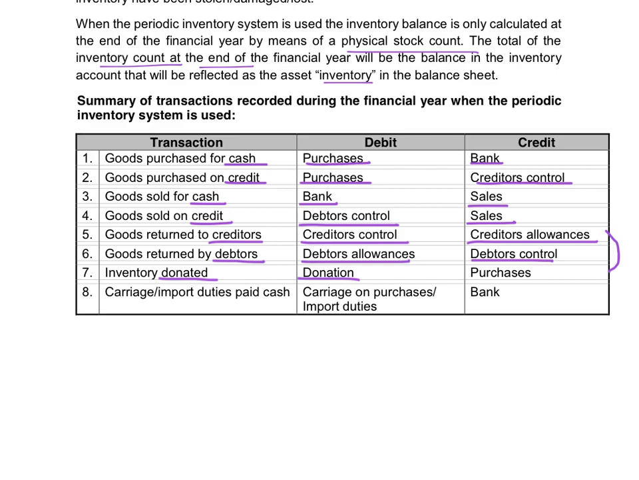When expenses are paid when goods are purchased, for instance, import duties and carriage on purchases, you will open a carriage on purchases account or an import duties account, and you will debit the expense and credit the bank account or creditors control if you don't pay for it immediately.